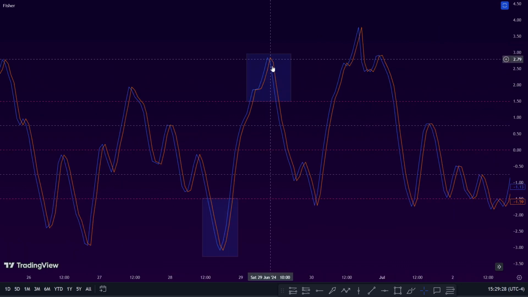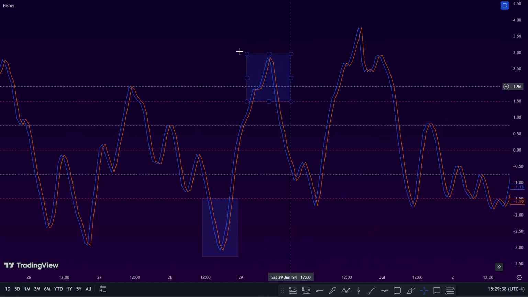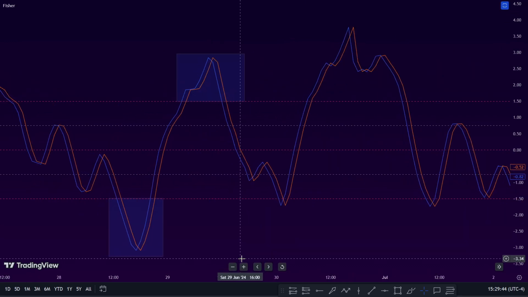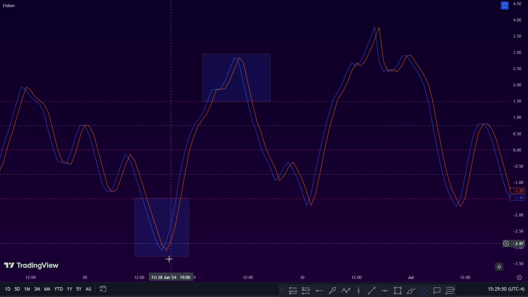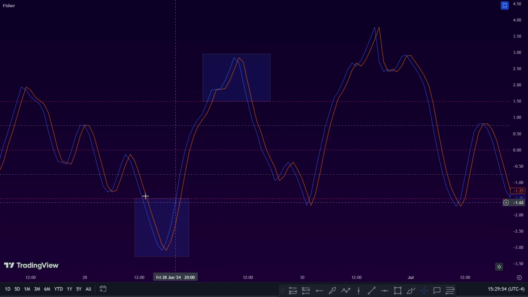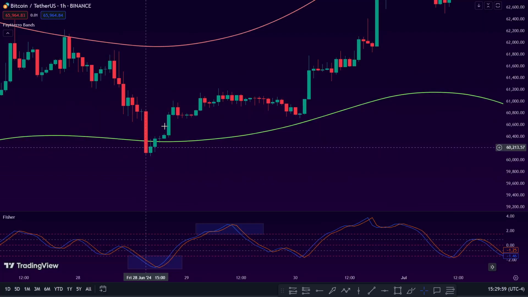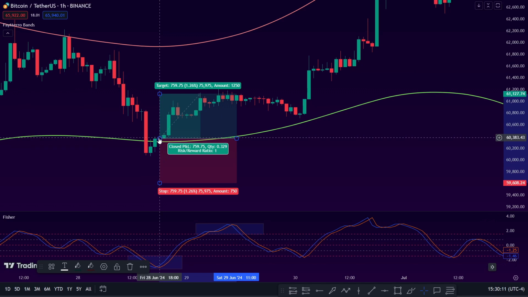If this blue line crosses the orange line downwards above this 1.5 line, it gives a higher probability sell position. And if the blue line crosses the orange line upwards below this negative 1.5 line, it gives a high probability buy position. So here it gives a buy signal. When this blue line crosses this orange line, I put a buy position here.